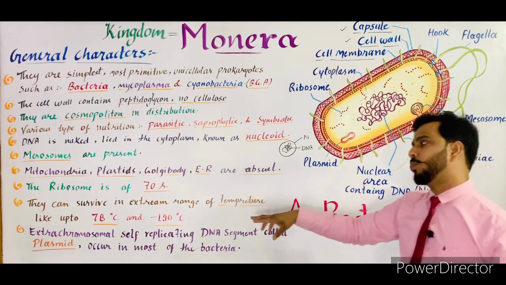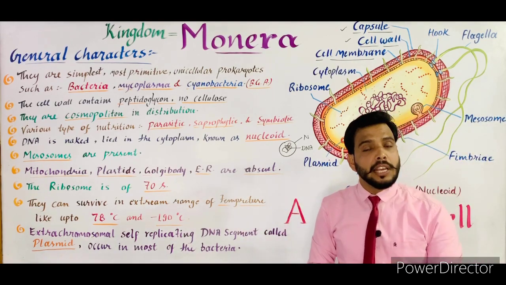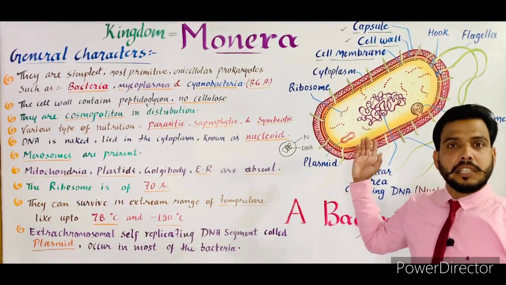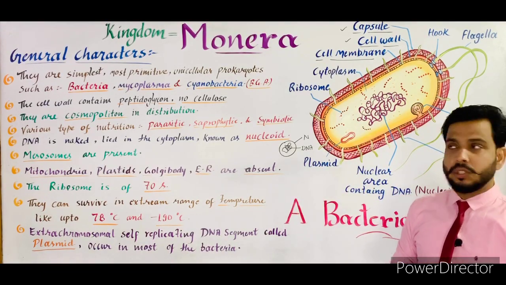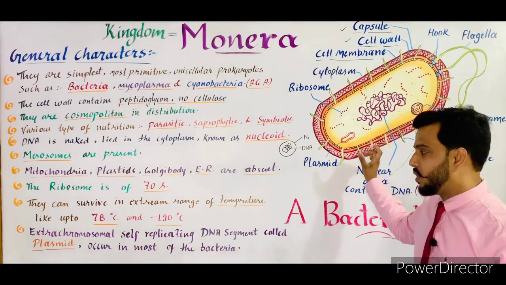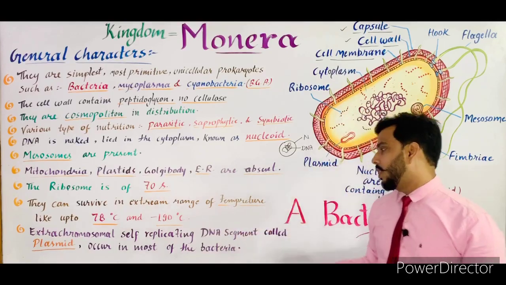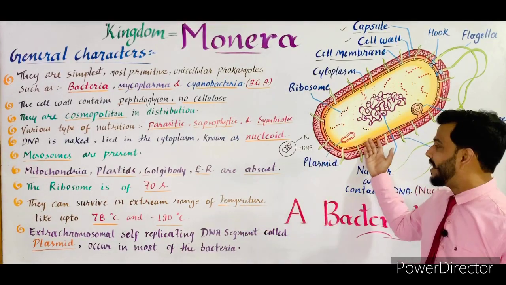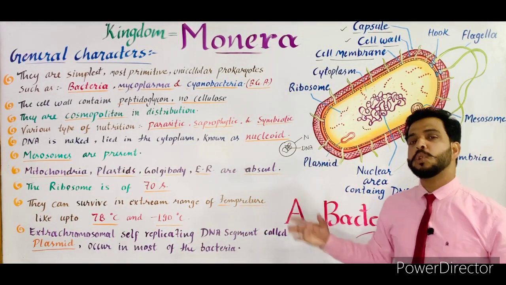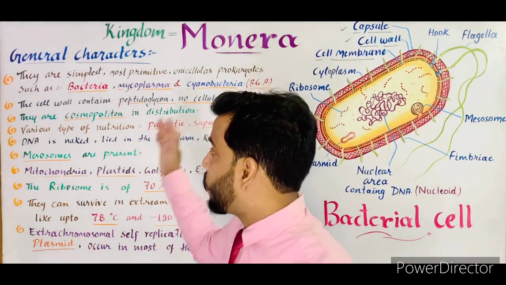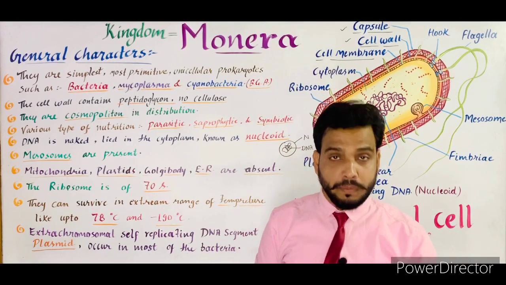So the extra chromosomal self-replicating. As I told you, it can replicate just like the DNA, it can self-replicate. So it is the self-replicating segment. So an extra chromosomal, self-replicating DNA segment is called a plasmid, and it occurs in most of the bacteria. So it was all about the general characters of a bacteria.